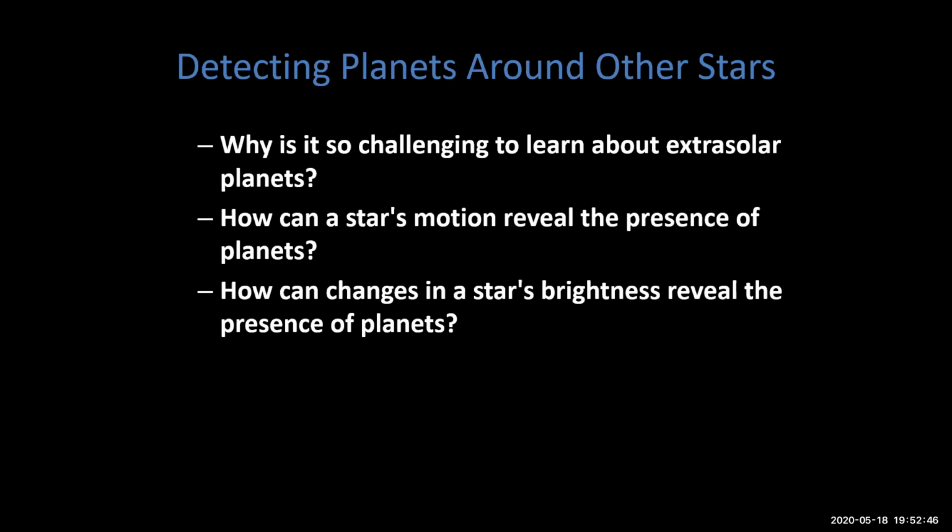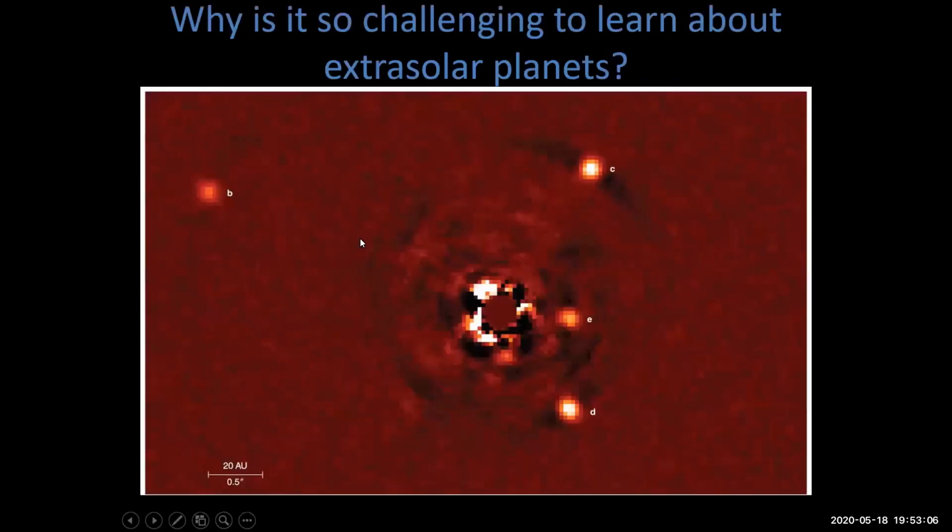But to understand how we detect them, we need to understand why it is so challenging to learn about them. And then how can the star's motion tell us that there's a planet around it, or how can the star's brightness tell us about the presence of a planet nearby? So this is one of the few direct images of an extrasolar planetary star system.